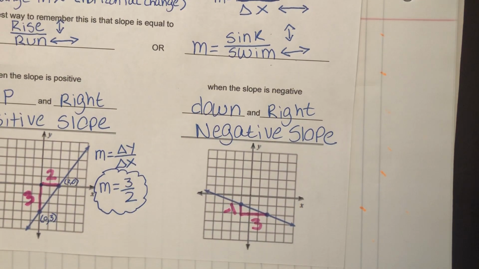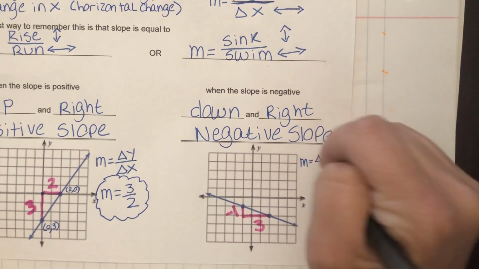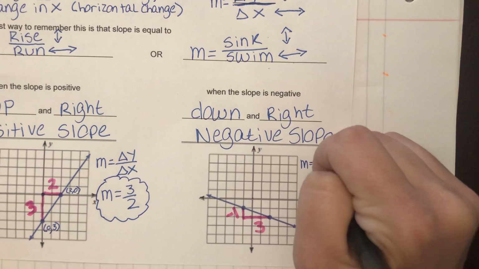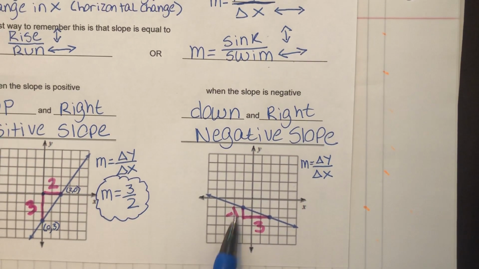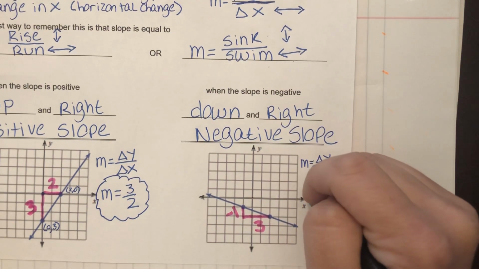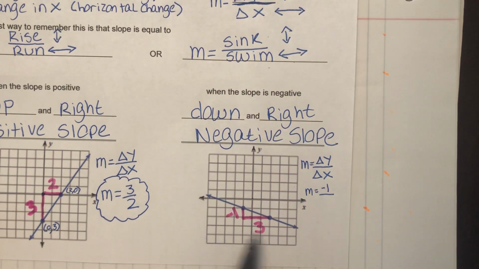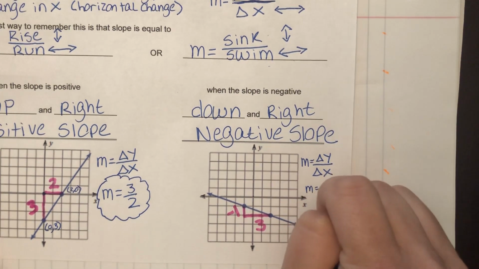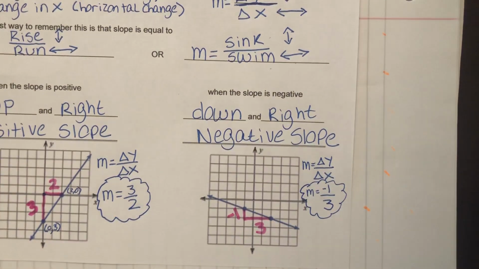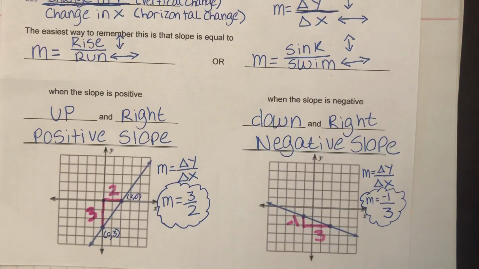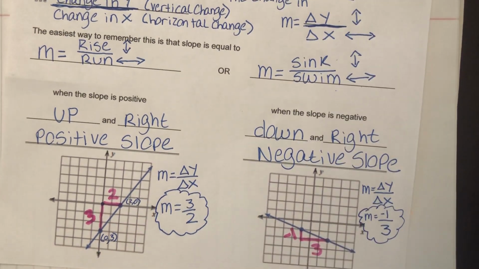Now we take that information that we just found and we write it as the change in y over the change in x. So the change in my y values here, my vertical change, is -1 over the change in my x values. My horizontal change was 3. And that is how you calculate the slope of a positive line and a negative line.